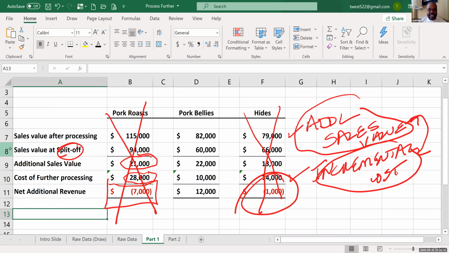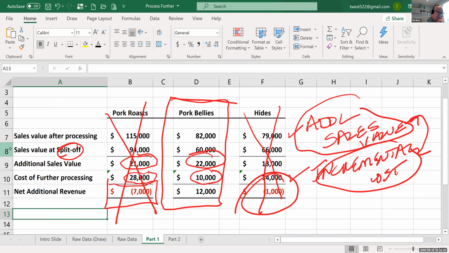Now bacon is a winner. We're paying $10,000 in processing costs, but we're going to gain $22,000 in additional sales value. That's the one we clearly want to go forward with. So you call this process further? Yes. All right. Ultimately, that's an increase in revenue, an incremental revenue, and an incremental cost that should give us an additional $12,000 in profit, right?